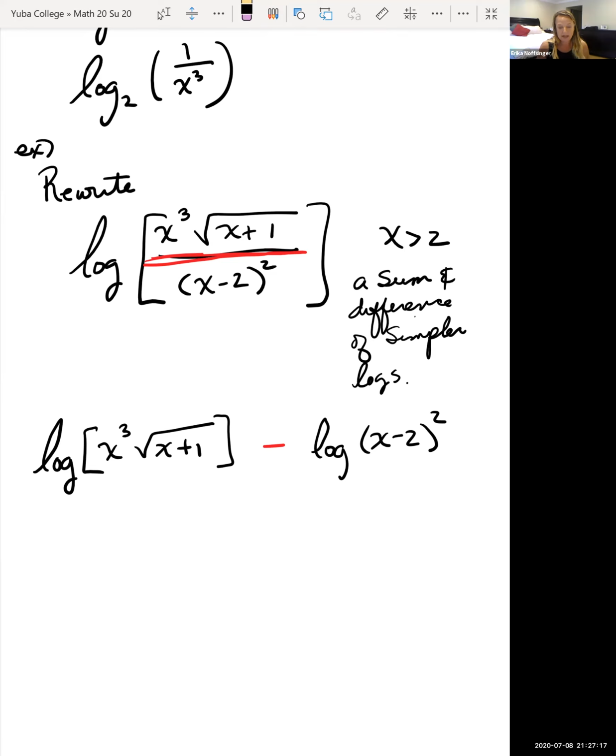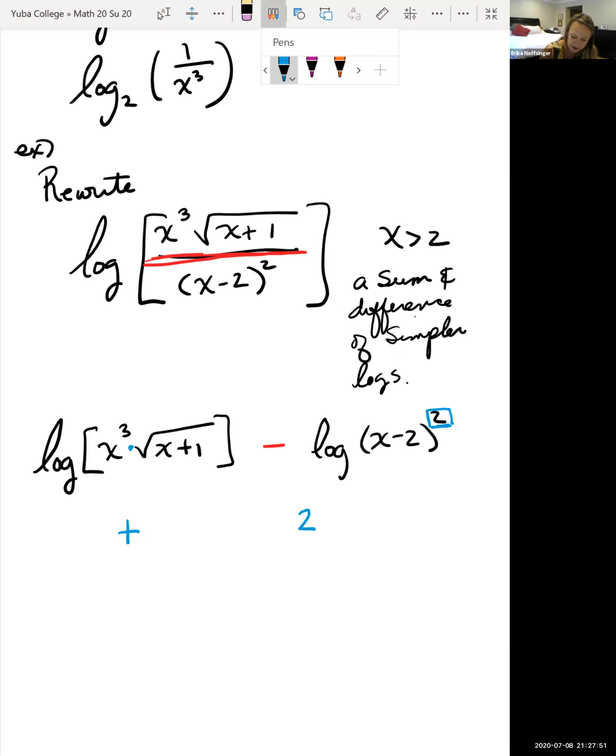But I noticed that this first log can be broken down some more. Notice that in between the two is multiplication. So we have multiplication of the x cubed and the radical. On my second log, I notice I have an exponent, and they didn't want any exponents. And so I notice I can also bring my exponent down in front. And this is a plus.